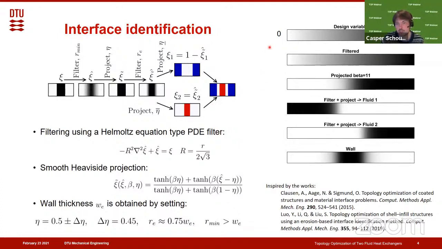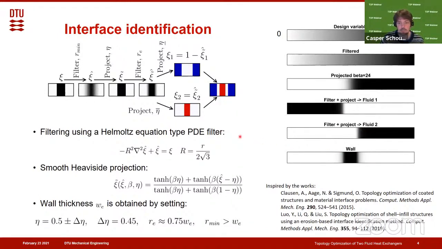This is also illustrated here on the right, where we see a design variable that for this case is just a gradient. If we filter the gradient, it will still be a gradient. But as we increase the beta projection, we can get a well-defined interface that is then projected with an offset to get either fluid number one, fluid number two, or a wall.